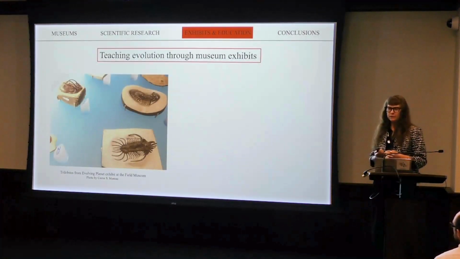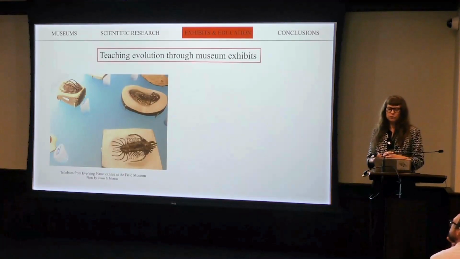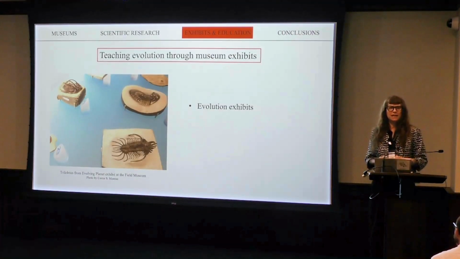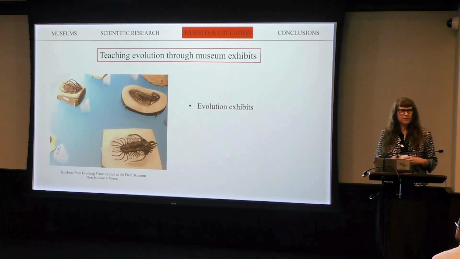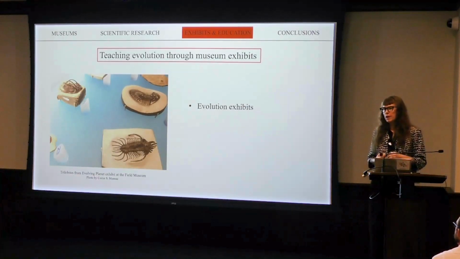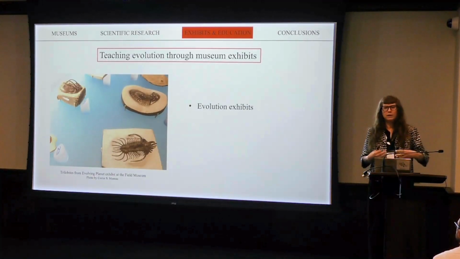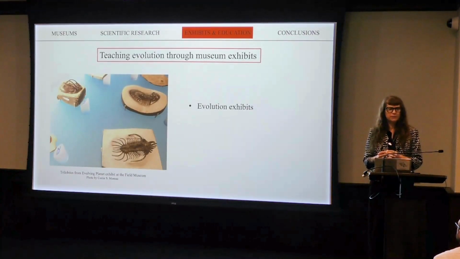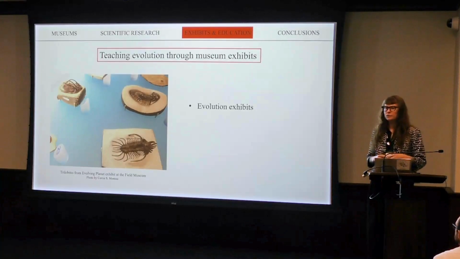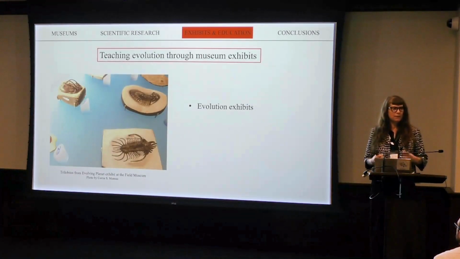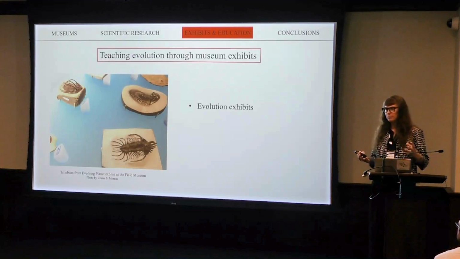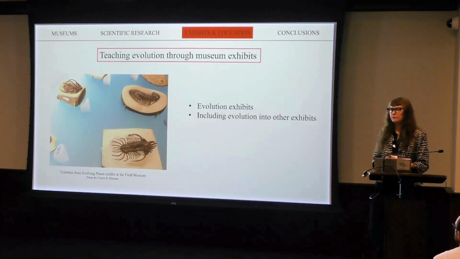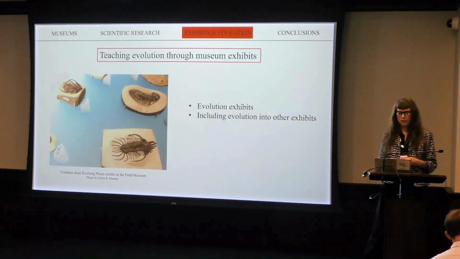But really, I want to spend a little time talking about how we teach evolution through museum exhibits. One, we have these standalone museum exhibits, right? And I think those are very powerful. But as we've already heard, if people are walking in with their own biases, they may opt to not walk through that exhibit. And so we have to recognize, are there other ways that we can get them to understand the evolutionary process and how we get to those conclusions? And that's through including evolution into other exhibits as well.